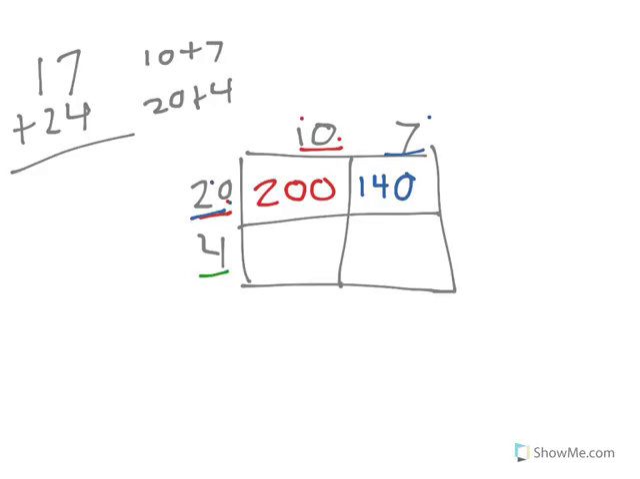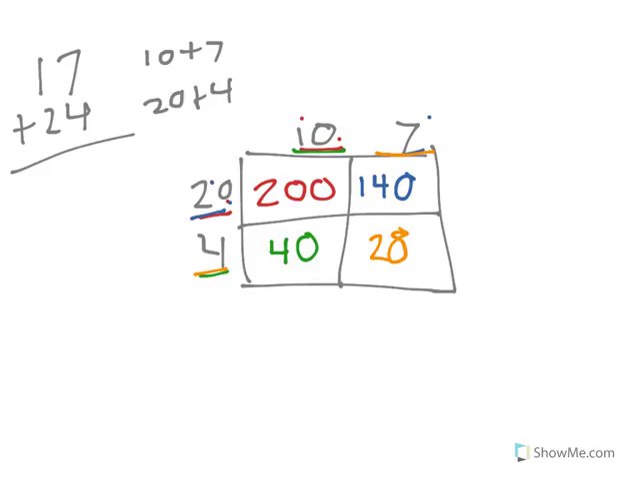Then I do 4 times 10. 4 times 10 is 40. And finally, I'm going to do 4 times 7, which would be, that's correct, 28. So now what I need to do is take all of these numbers and add them together.